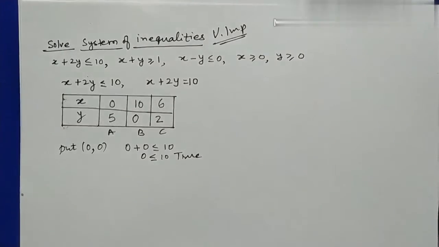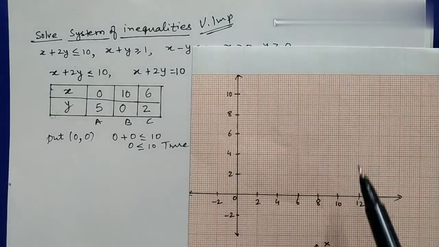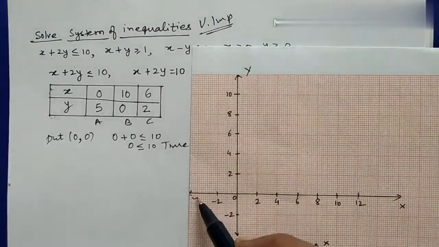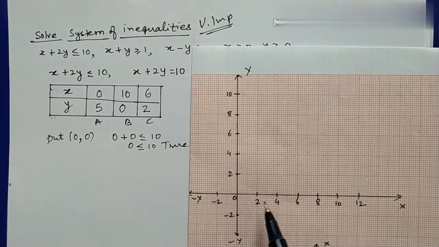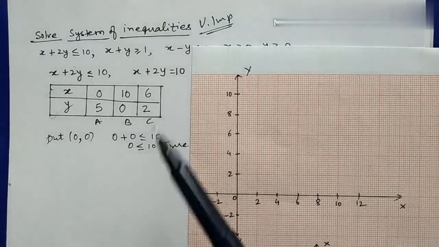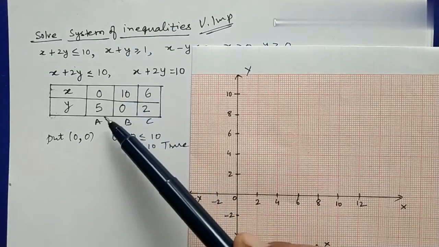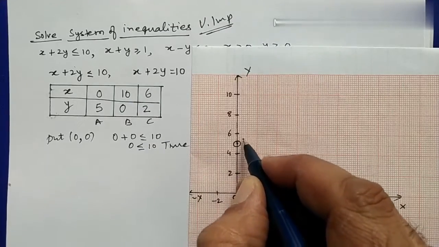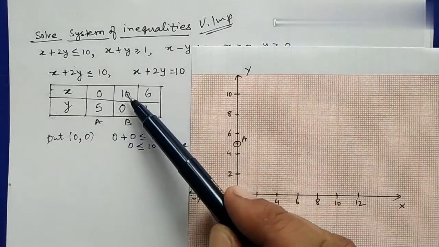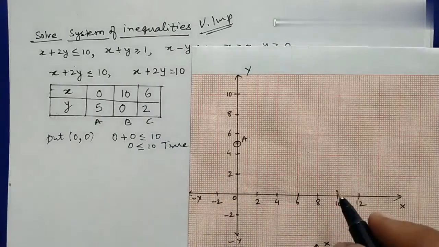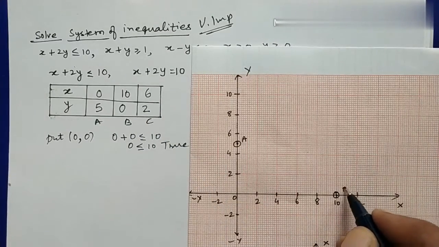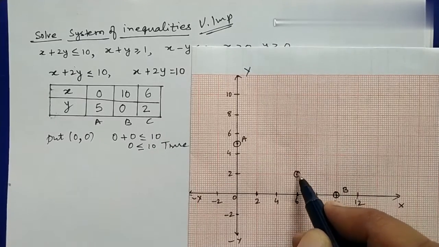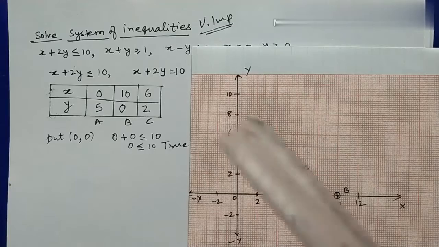Look here, we will prepare this graph. This is the x axis and this is the y axis. We take 1 centimeter equal to 2 units here. The first point is 0 and 5, meaning x is 0 and y is 5. So this is point A. Second is 10 and 0, x is 10 and y is 0, so we have this point, this is point B. Then x is 6 and y is 2, here this point is C. These all points we will join here.